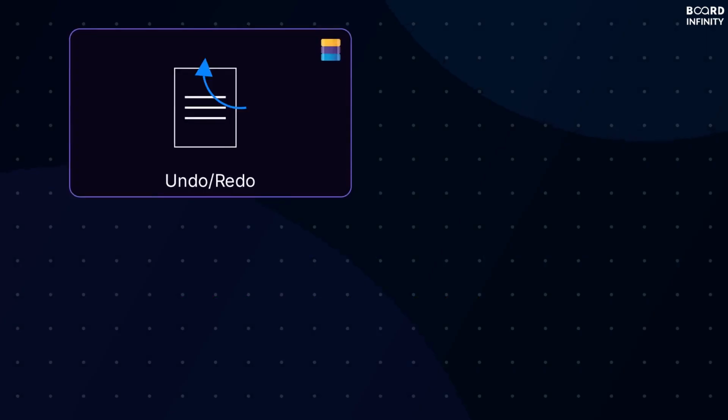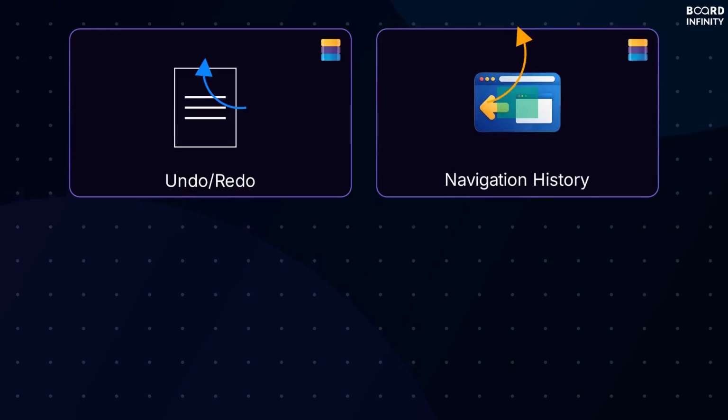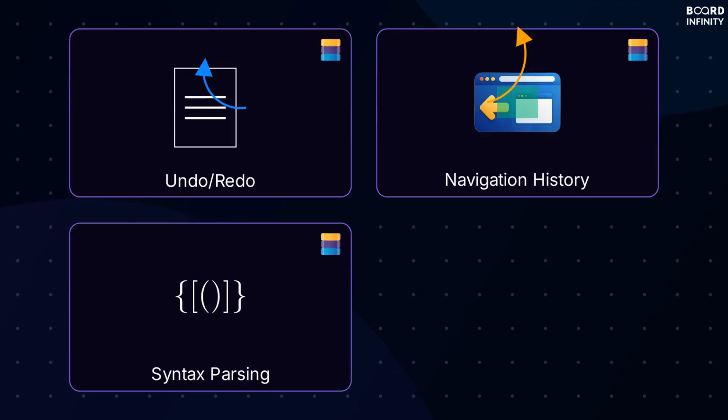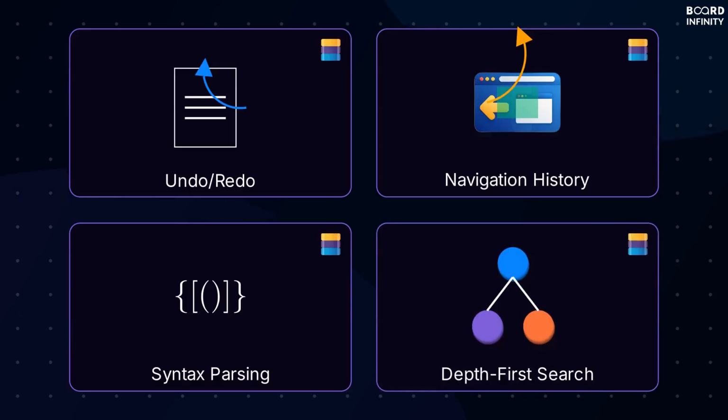Stacks are everywhere. Text editors use stacks for undo and redo. Web browsers use stacks for back and forward navigation. Compilers use stacks to parse expressions and enforce syntax rules. Graph algorithms like depth-first search use stacks to explore deep paths efficiently. Every function call in every program uses the call stack.